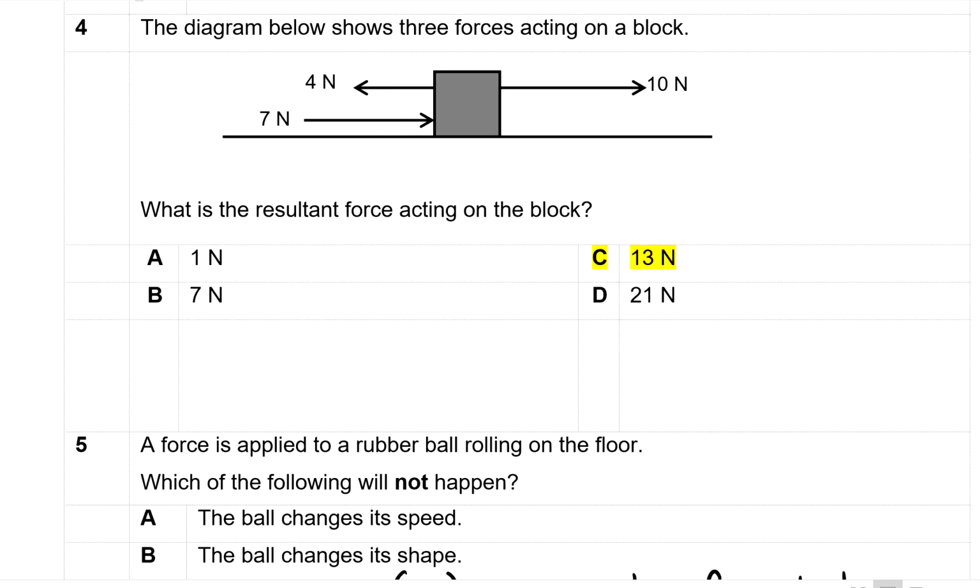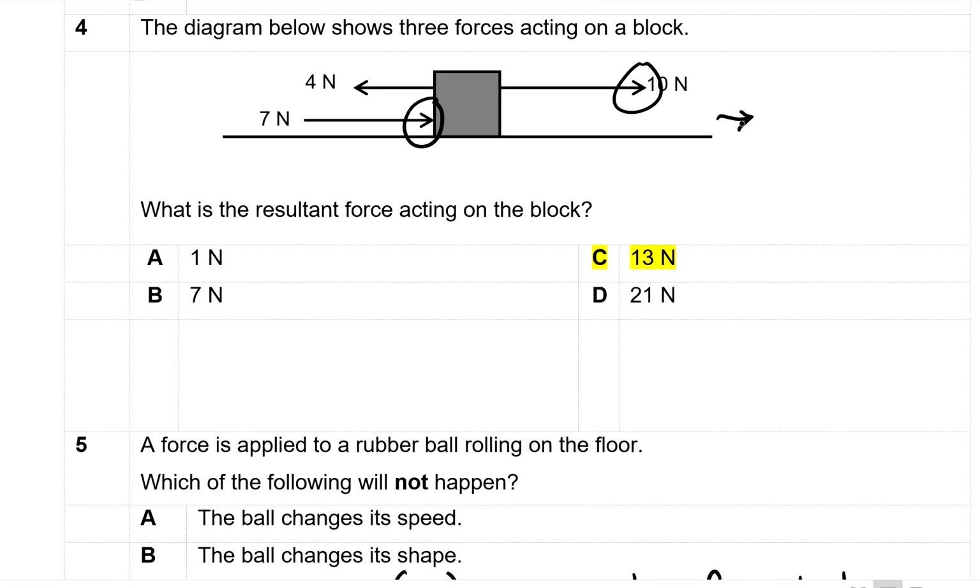Let's continue with question 4. Now, question 4, there are three forces and you are asked to find the resultant force. So take note that for questions like that, we look at the arrowheads. Okay, it doesn't matter whether this 10 newtons is applied on the right hand side or the left hand side. What is important is what direction the force is being applied. So both are facing the right hand side.